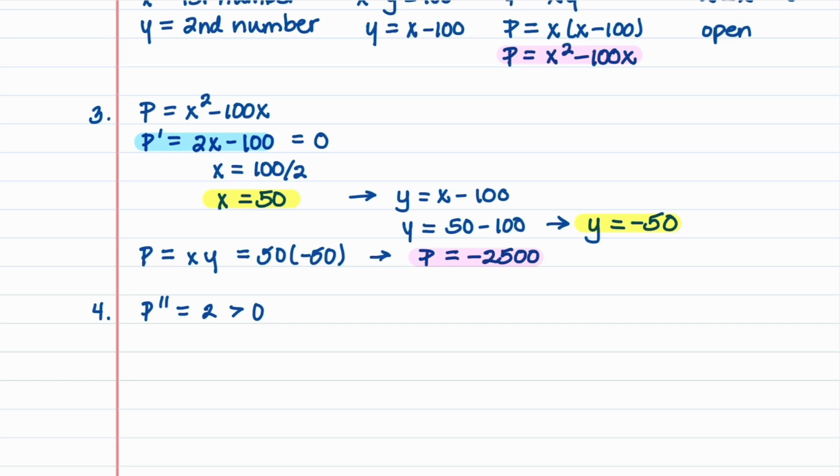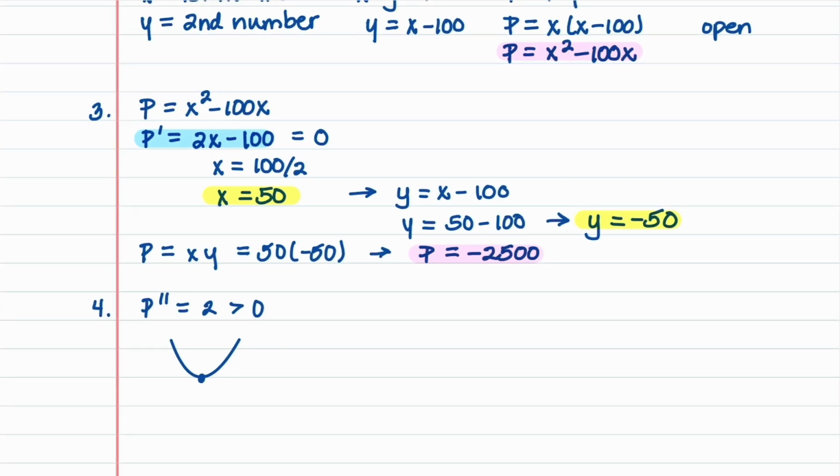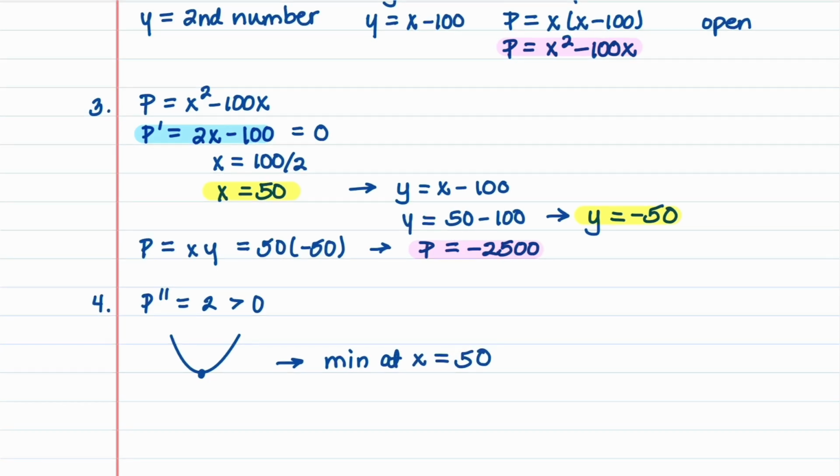This means that our function is concave up, and we have a minimum. So let's write down that we have a min at x is equal to 50, and then that tells us that p is equal to minus 2,500 is a minimum value.